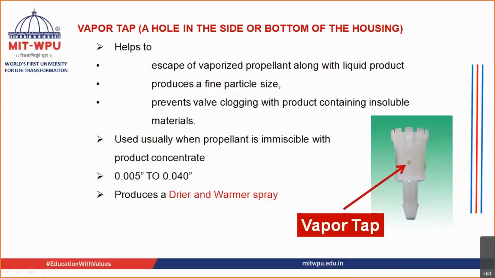Now what is a vapor tap? A vapor tap is nothing but a hole present in the side or at the bottom of the housing. What does this vapor tap help with? It helps the escape of vaporized propellant along with the liquid product. It is usually used when the propellant is immiscible with the product concentrate. In that case, to let the vaporized propellant escape, this vapor tap is going to help us.